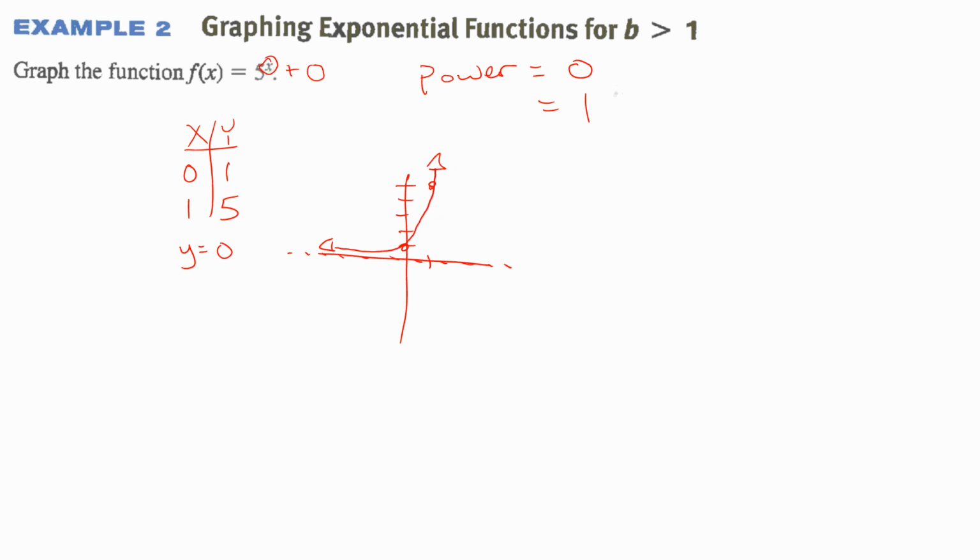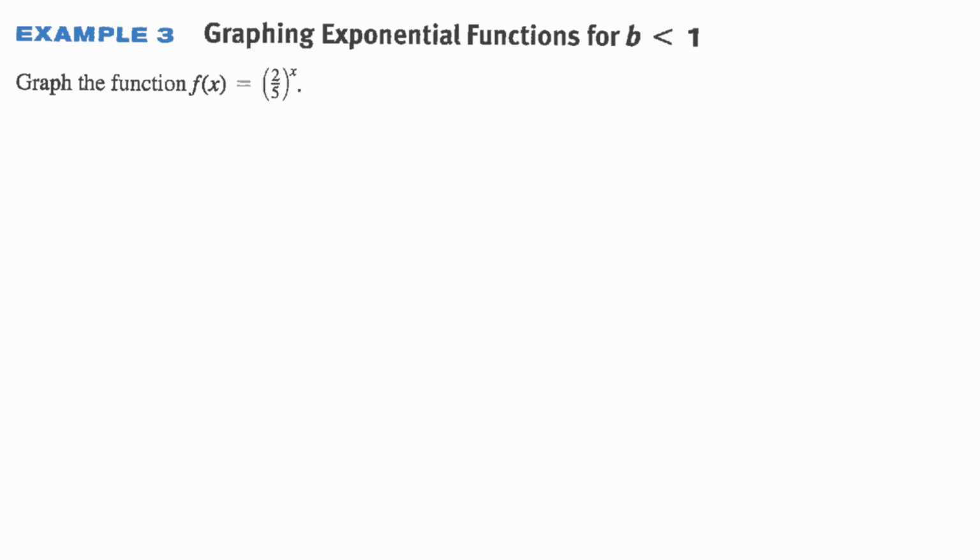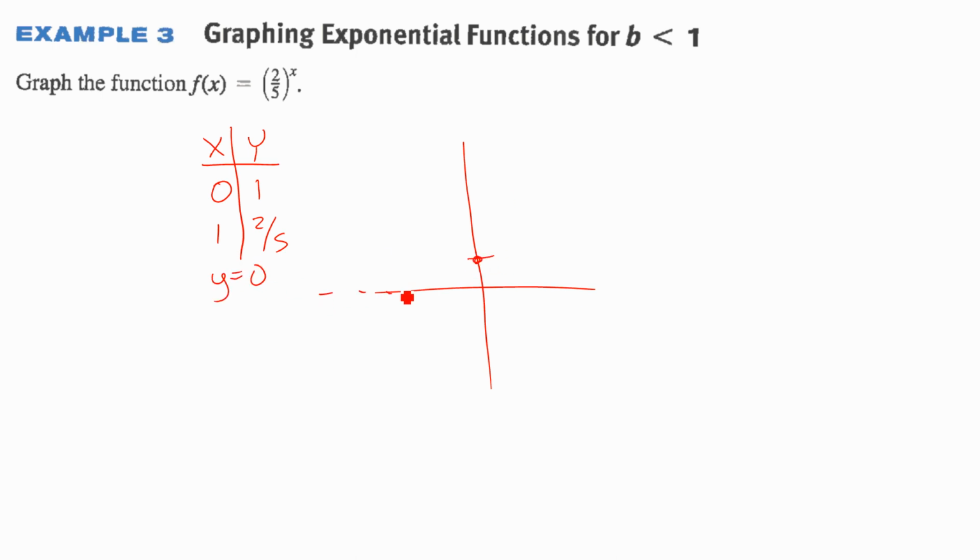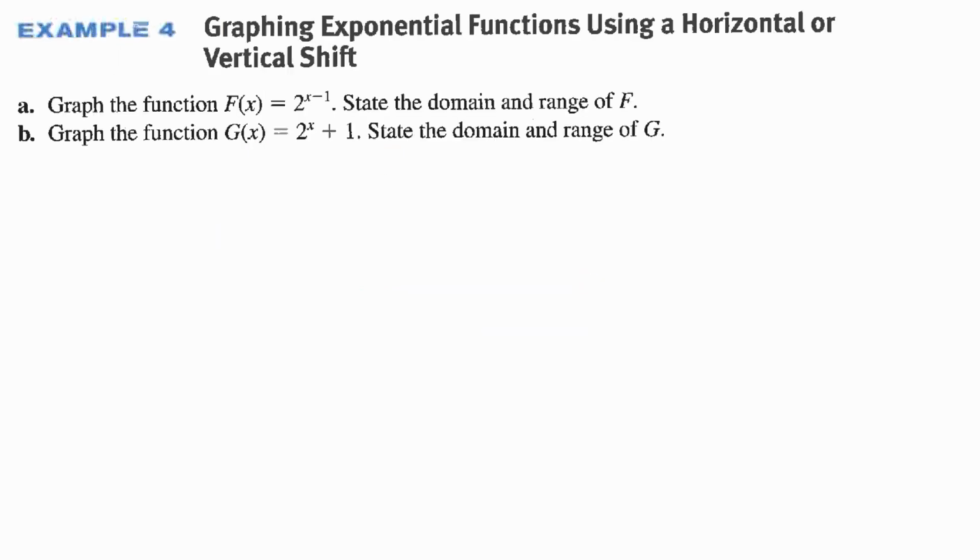Exponential graph. Try it again for a fraction, 2 over 5. Again, we're going to say 0 and 1. Anything to the 0 power is 1, and 2/5 to the first is 2/5. So this is going to be (0, 1), and again, y equals 0 is our asymptote. We'll have (1, 2/5), which is 0.4. So this is going to be coming down like that. Just connect the 2 points with the curve.